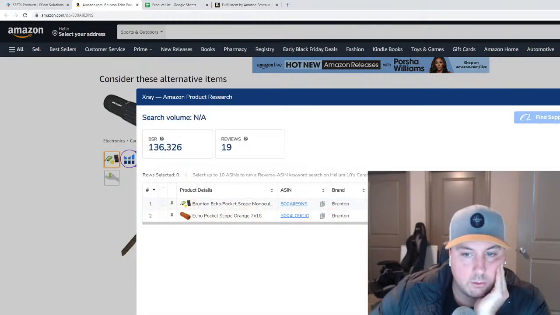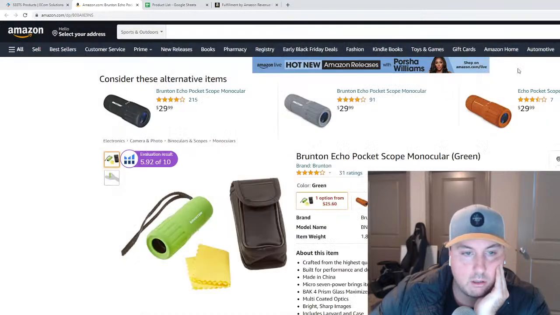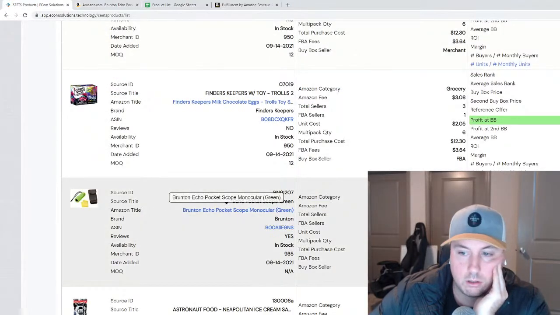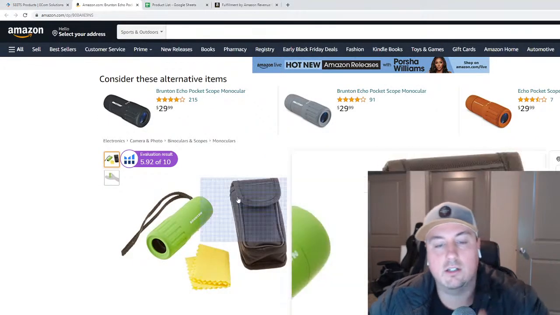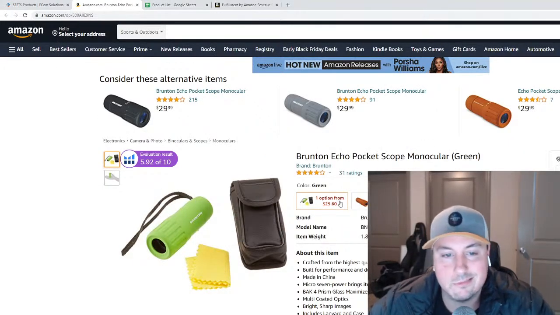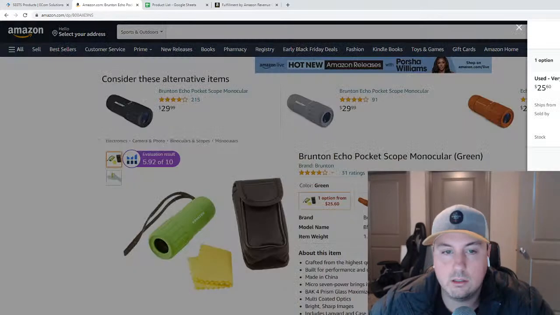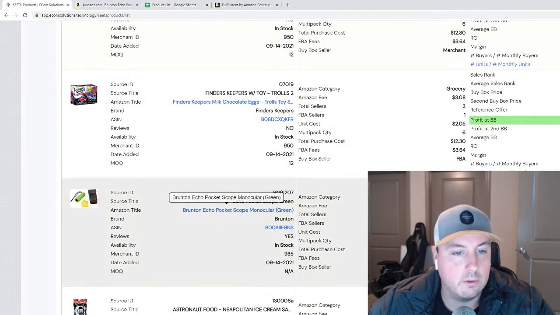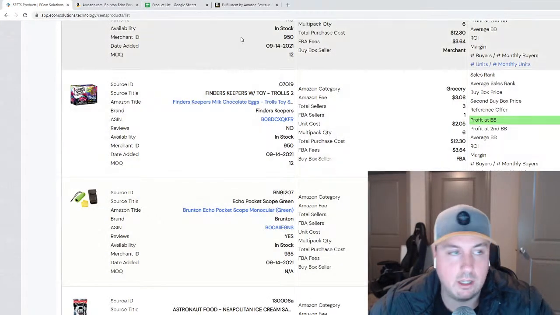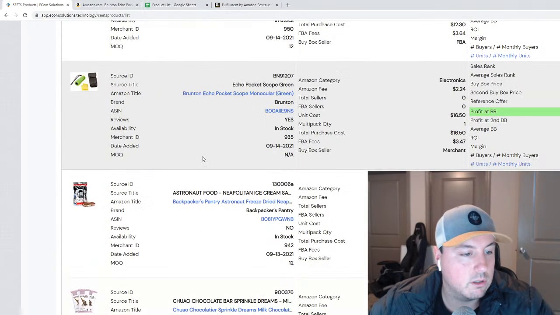$22 sales a month. No one's ordered it. That's good. I don't like this though because there's no buy box. You have to go in and click this, and I probably wouldn't order this product. Just, like I said, there's no buy box.